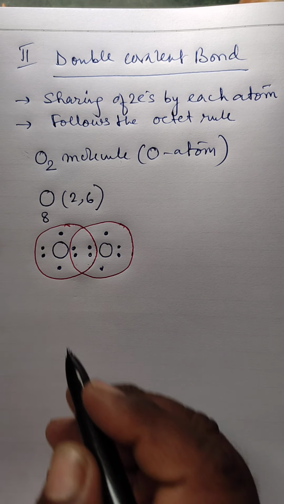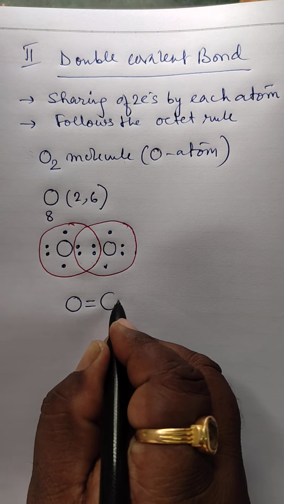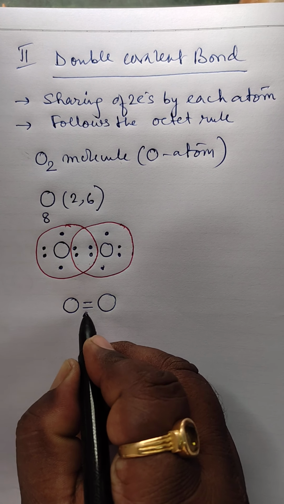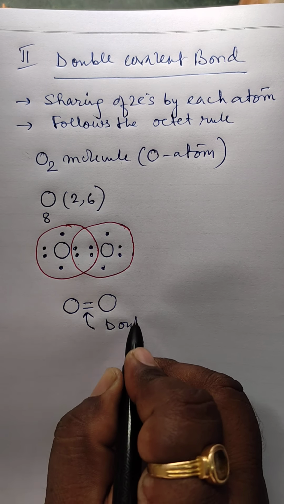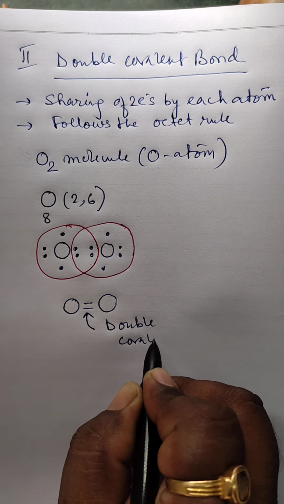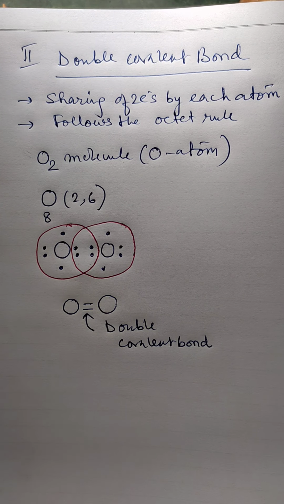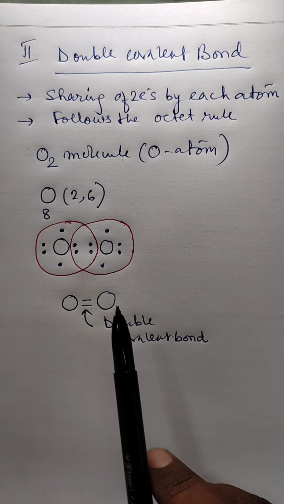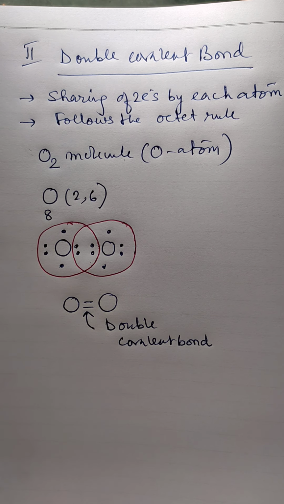Or we just represent it like this: oxygen double bond oxygen. Why? Because here it is the sharing of 4 electrons, or we call it a double covalent bond. In this double covalent bond, as we could see that the number of electrons shared is 4, it is called a double covalent bond. In this way we can see that these atoms are sharing 4 electrons, hence it forms a double covalent bond.